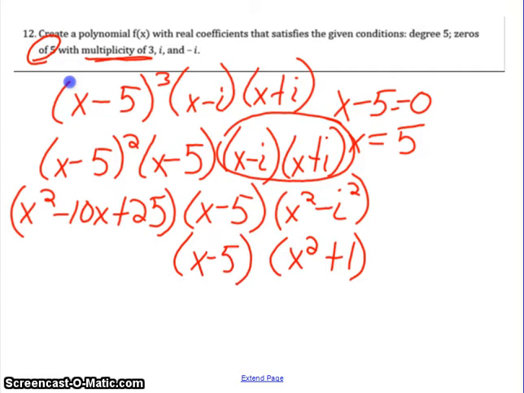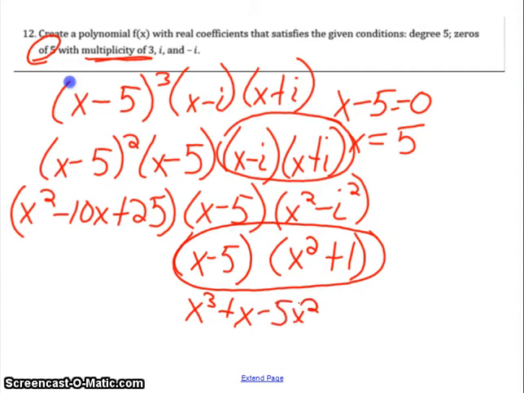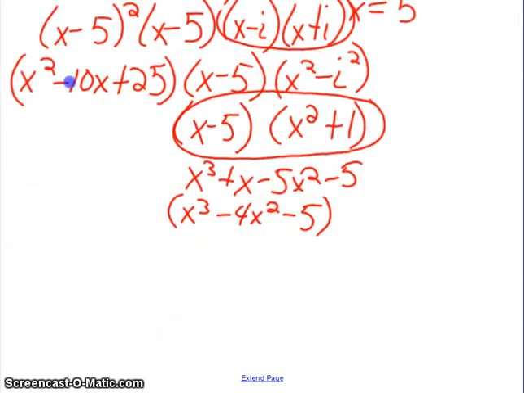All right, so now what I'm going to do is FOIL this. So first times first is x cubed. x times 1 is x. Negative 5 times x squared is negative 5x squared. Negative 5 times 1 is negative 5. Combine like terms. All right, I still have more multiplying to do because I still have to multiply that with x squared minus 10x plus 25.